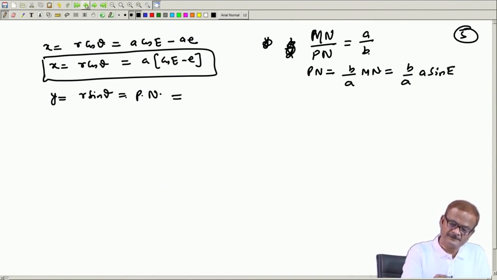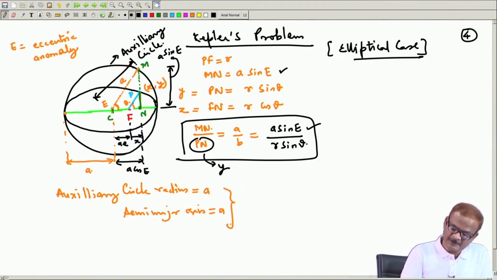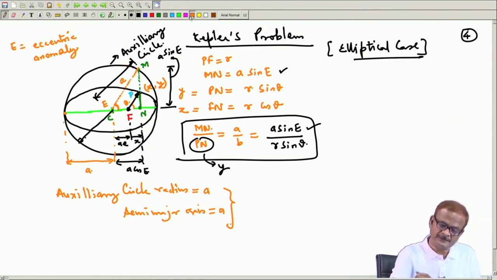See, there is a difference here. R we always measure from the focus, where r is any point on the ellipse, while the radius of the earth is indicated by the distance from this point to this point, or the distance between this point and this point. So, this is the radius of the earth. So, you have to be careful about this.